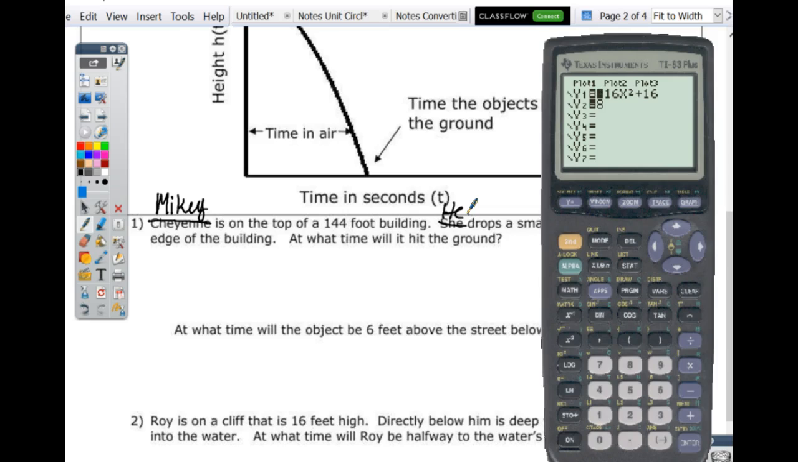Okay, so the x is the time and the y is the height. So this is asking for time. It's asking for time. So it wants to know how long it's going to take Mikey to fall from this 144-foot building. So this is 144. Here's Mikey. And he's going to fall. And he's going to go kersplat. And I want to know how long.